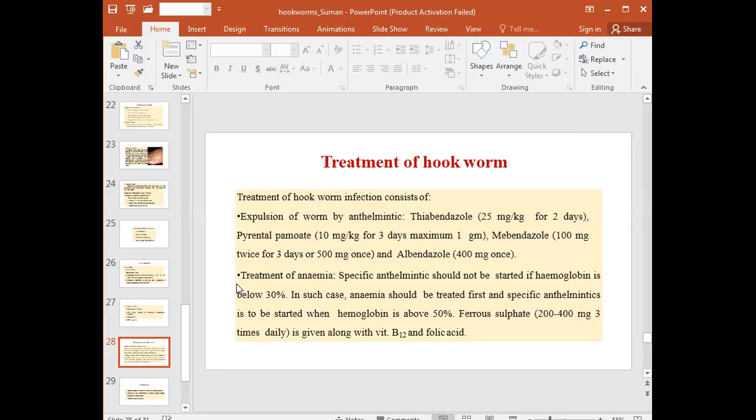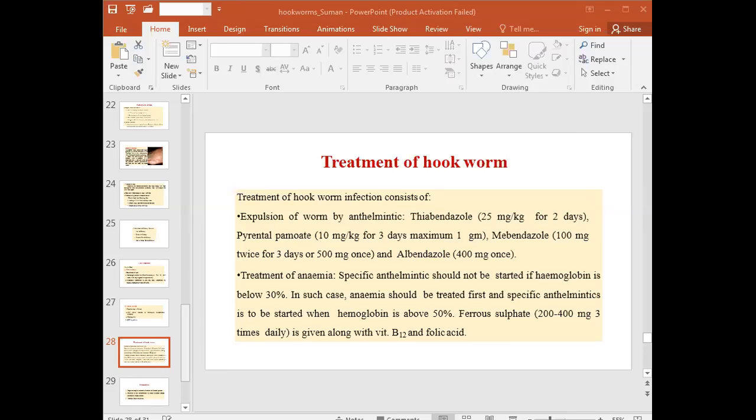Now, what is the treatment of hookworms? Treatment of hookworms is done by normal anthelminthic drugs like thiabendazole and pyrantel pamoate. These are the drugs to be used for the treatment of hookworm, in some doses. Other drugs, albendazole or mebendazole, can be used twice or thrice per day. And secondarily, we have to treat the individual for anemia also.